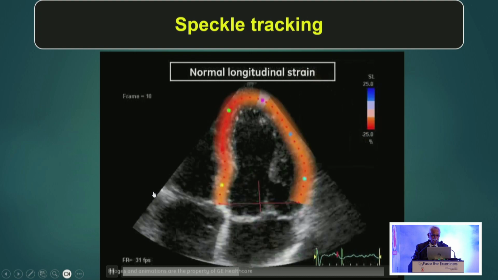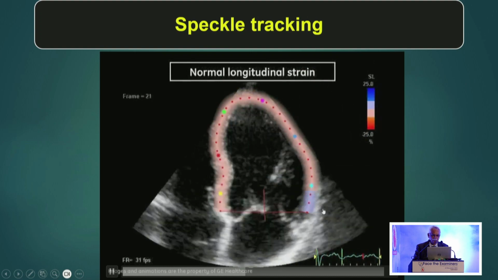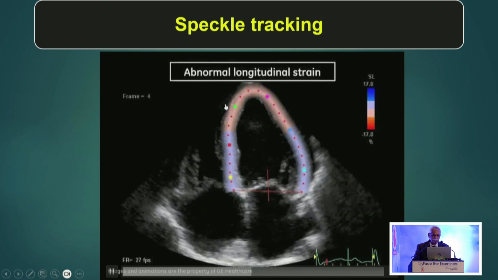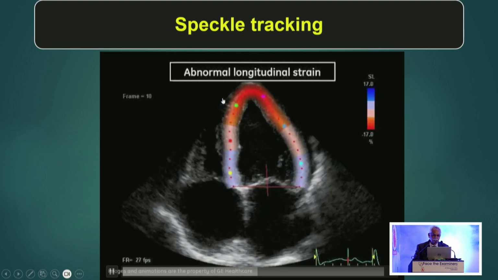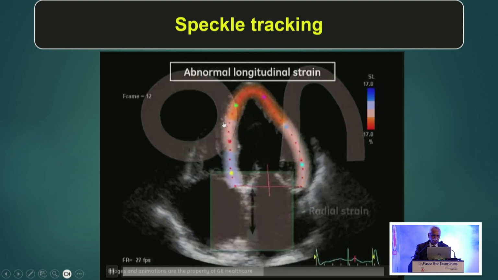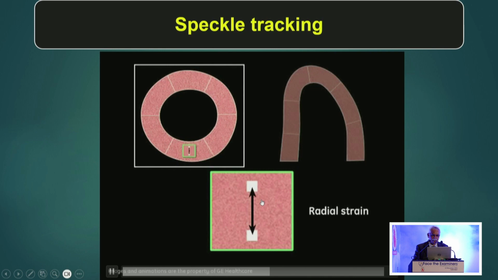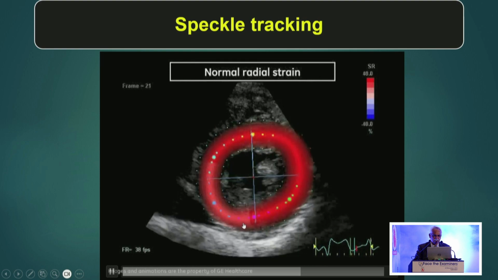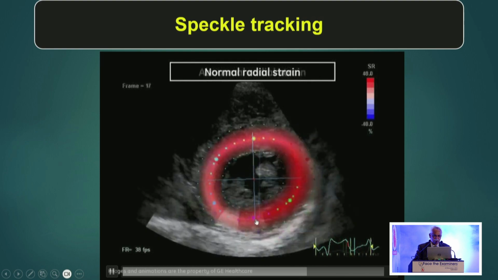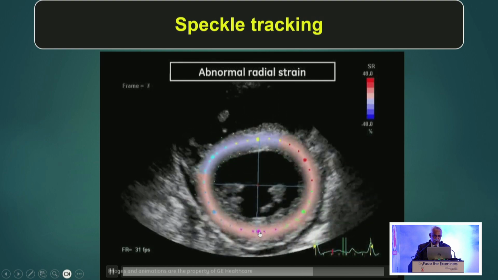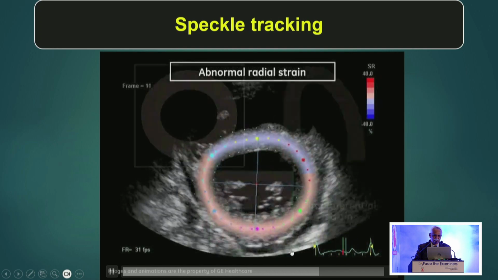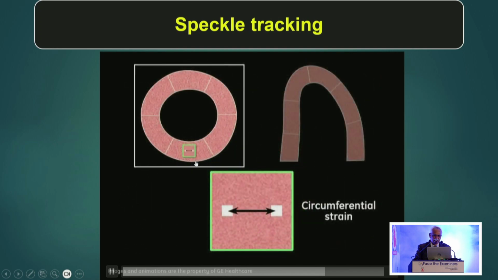So this is an example of a normal longitudinal strain. This is a patient with very abnormal longitudinal strain. You can see the contraction, upward and downward, is very low. Next, take the circumferential fibers, the circumferential short axis view. Here you can see two spots. You can measure the velocity of contraction, and from that calculate the strain. This is called the radial strain.